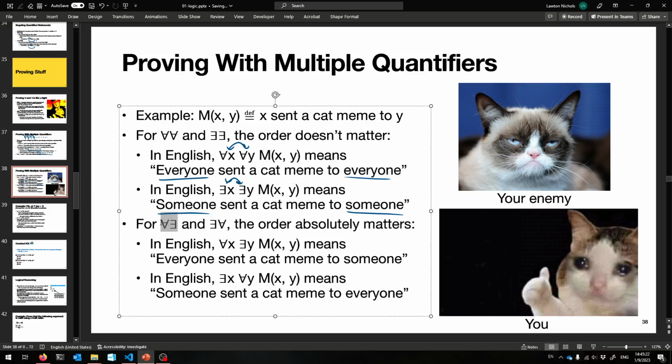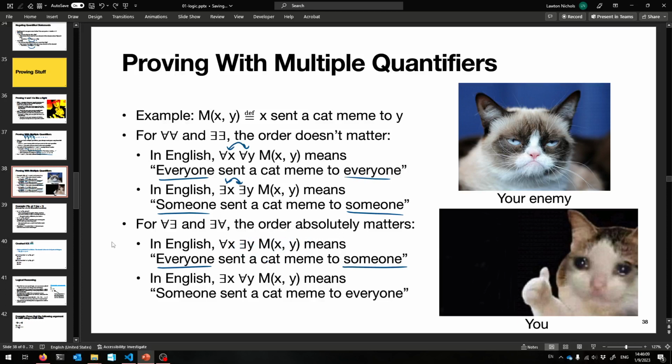But when you have differing quantifiers, the order really matters, and there's going to be a difference in what you're claiming and how you prove it. So for example, if you have a for all first, for all x there exists a y such that M of x, y is true. That is saying that for all x, the sender in this predicate, everybody, x gets to quantify over everyone in the universe, they all sent a cat meme. There exists a y. That's just one person, right? Everyone sent a cat meme to someone. You see that? It could be a different someone each time. Everyone sent a cat meme to someone. For all x, there exists a y such that M of x, y is true.